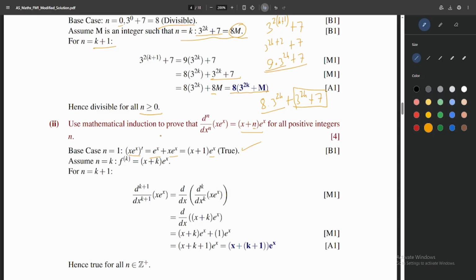Then we assume it's true for n equals k. So the kth derivative is x plus k, e to the power of x. Just rewriting this, and then we try for n plus 1, so n equals k plus 1. This is what we need to prove: that it's also true for this, given this is true for this.